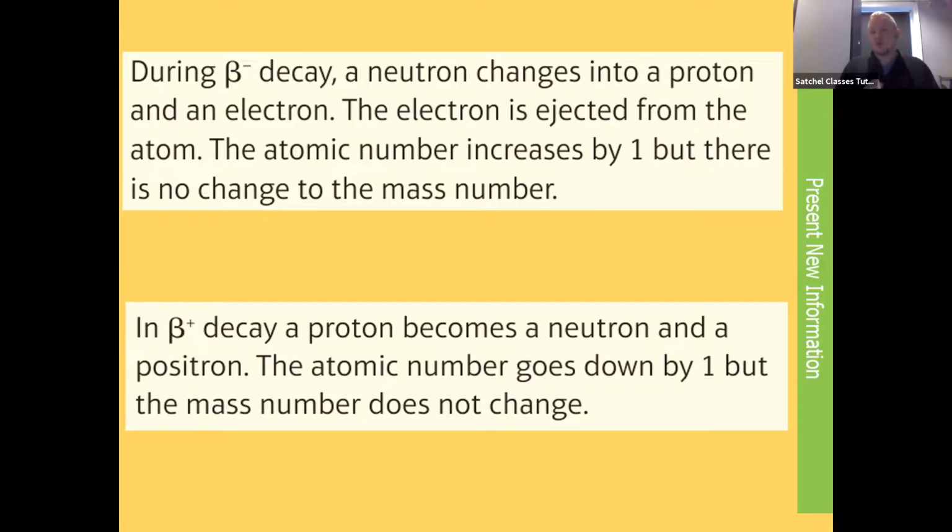Now, because we've got rid of, or kicked out, a positive charge, that means the atomic number of the element goes down by 1. But again, because it's a proton becoming a neutron and they both have the same mass, the mass number does not change.